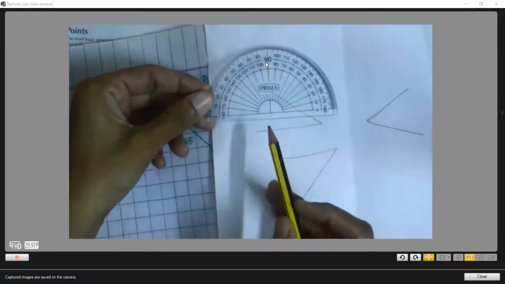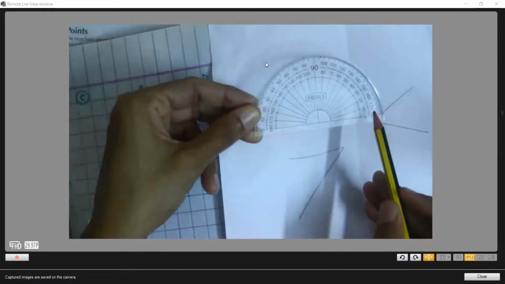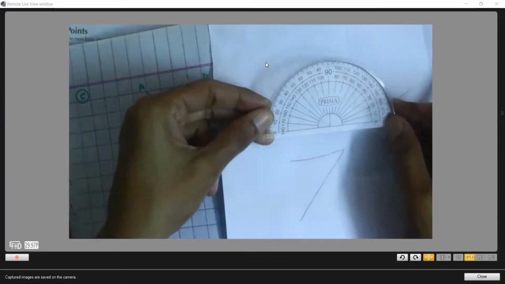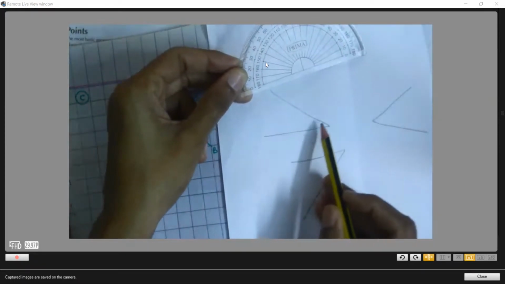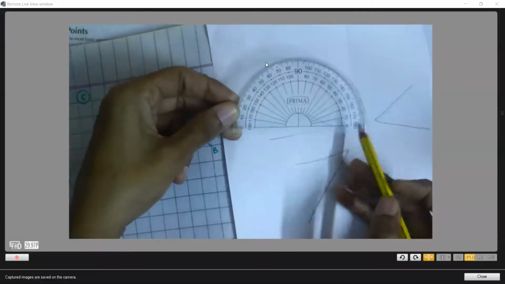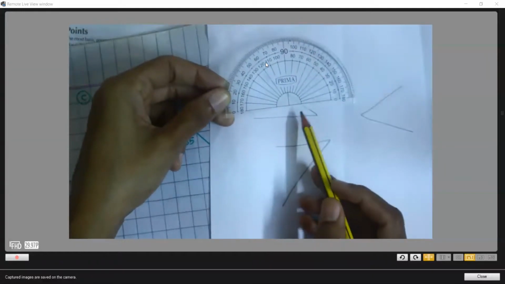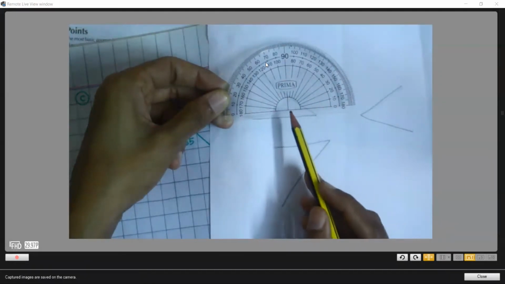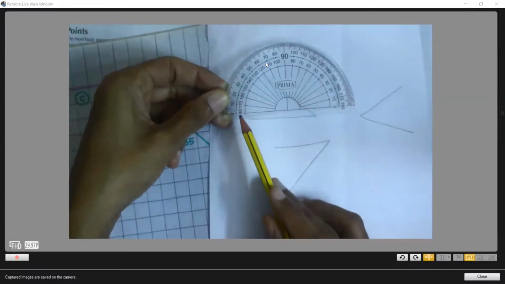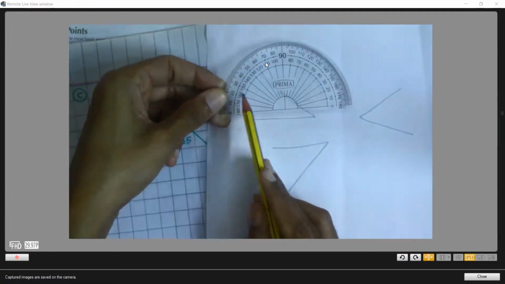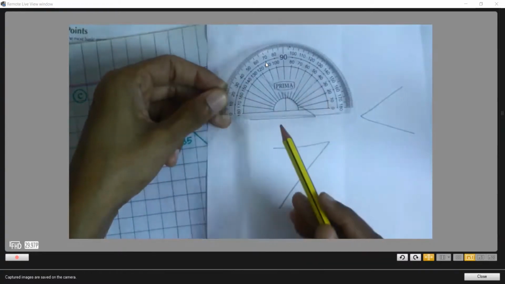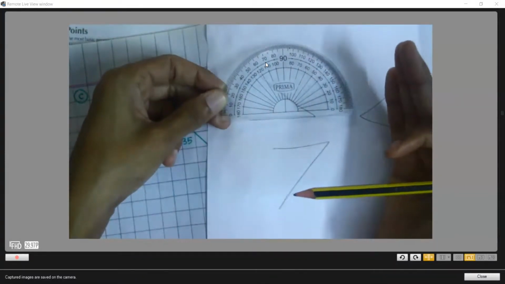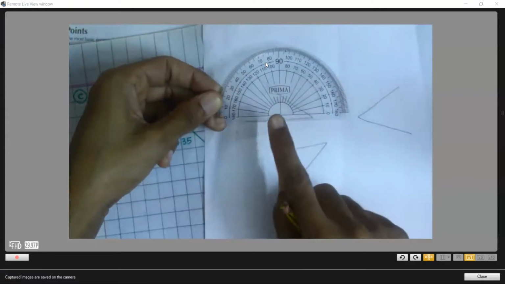The first thing you have to do is that this intersection should sit exactly on the vertex of the angle. The vertex is the point of intersection of your 2 segments, which form the arms of the angle, right? And one of the arms should sit on the 0 line. This is very important. So the vertex should sit on this point of intersection, and one of the arms should sit on one of the 0 lines. Now you can use either of the 2 scales. You will have to choose depending upon which arm you are starting counting from. So first you choose that arm, and that arm should sit on the 0 of the protractor.